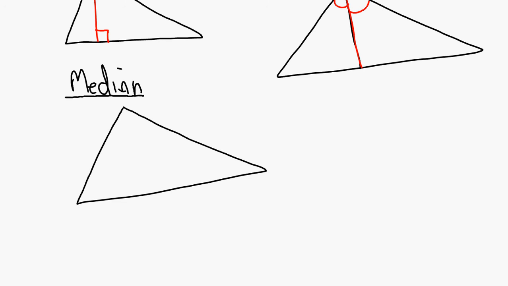So median goes from a vertex to the middle of the opposite side. So it looks like this. A segment that goes from a vertex to the middle. How do you know it's the middle? Because these tick marks say that this point is the same distance from both vertices. So it's a median. Alright? Everybody okay with that? High dollar vocabulary right there.